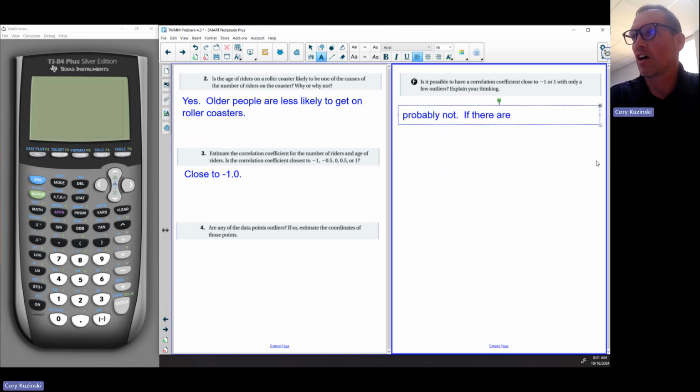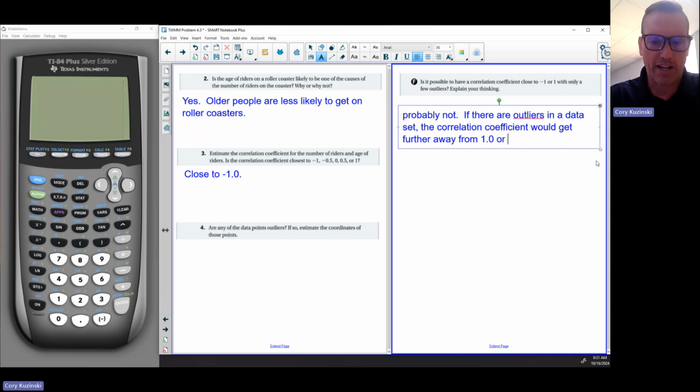If there are outliers in a data set, the correlation coefficient would get further away from 1.0 or -1.0.